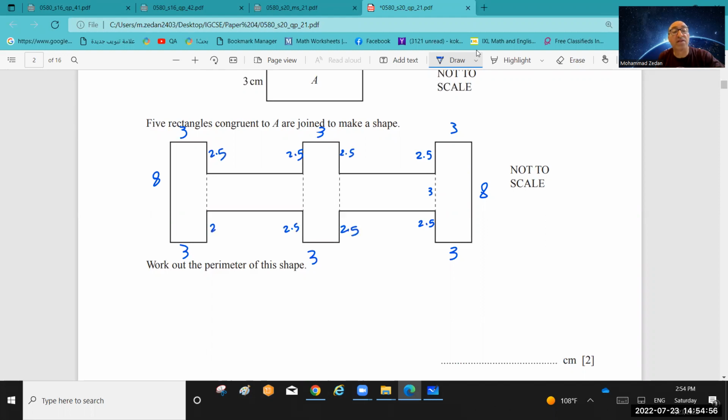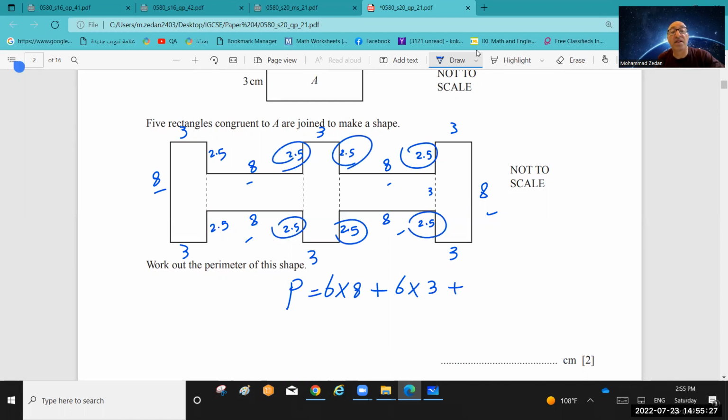You have to calculate the length of all outer sides, okay? This side is also 8, and this is 8. So the perimeter now is how many 8s I have? 1, 2, 3, 4, 5, 6. 6 times 8 plus 6 threes, 6 times 3 plus, and the 2.5, how many? 1, 2, 3, 4, 5, 6, 7, 8. So 2.5 times 8, okay? This is the perimeter. You calculate it, you find it.